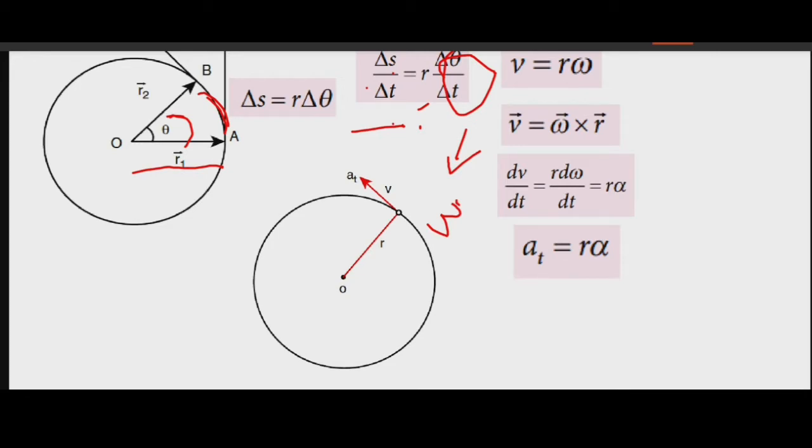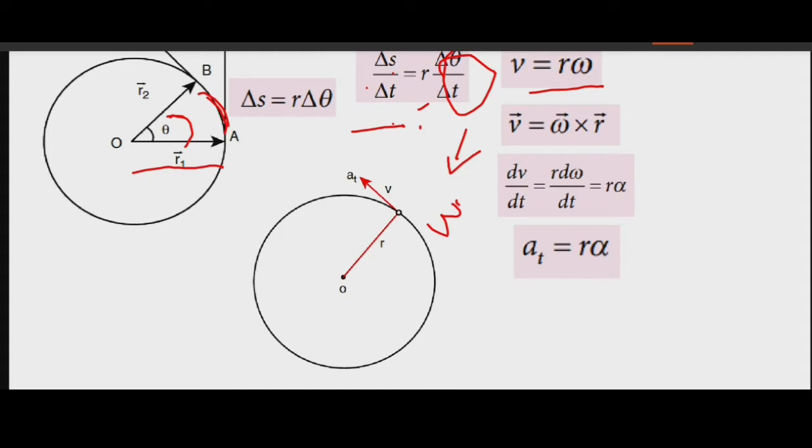ds by dt is linear speed which is tangential to the circle and omega is angular speed. So the equation becomes v is equal to r omega. This gives the relation between linear speed and angular speed. And this equation is true only for circular motion.